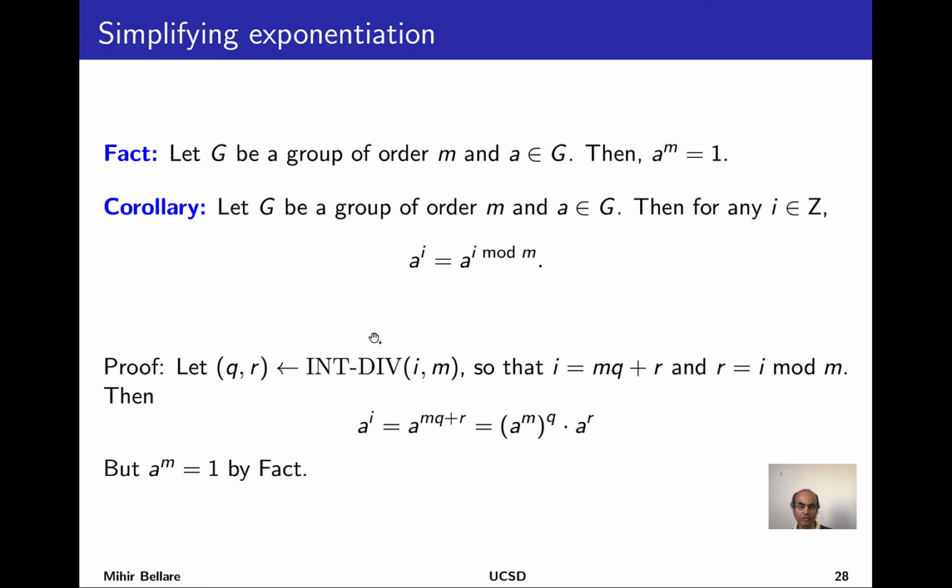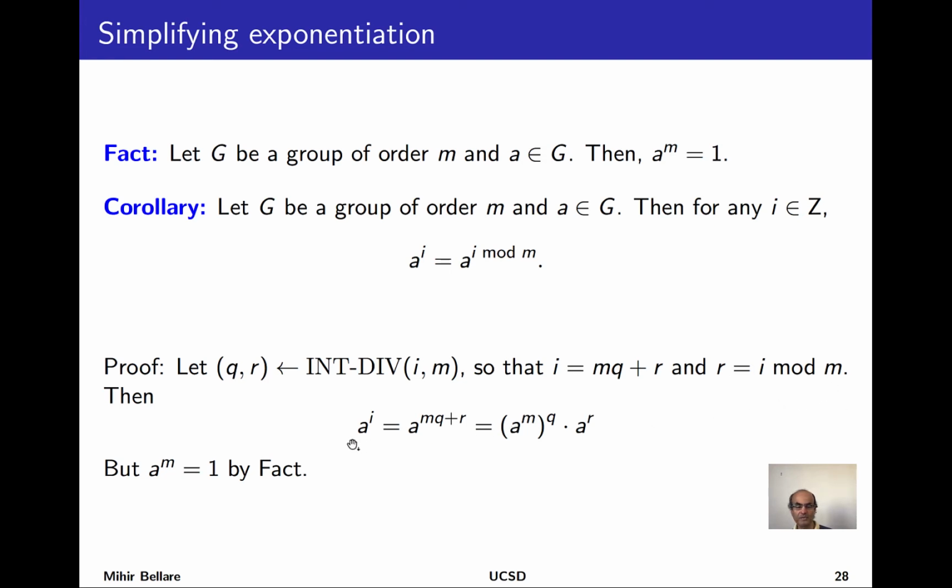Now, for once, we'll actually give a proof. Why is that? It's one line and it's kind of revealing. Let's take the division of i by m, integer division, and that'll give a quotient and remainder. So that means I've written the power to which I want to raise A as the group order times some quotient plus a remainder. And by definition, the remainder is i mod m.